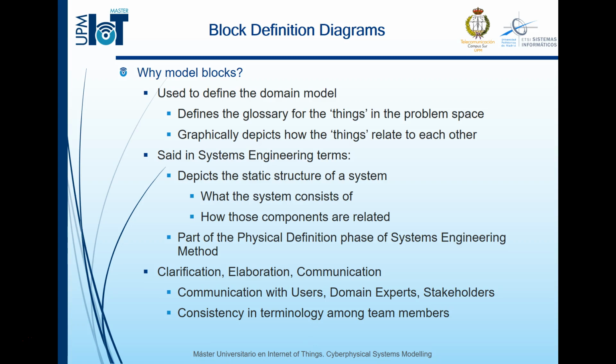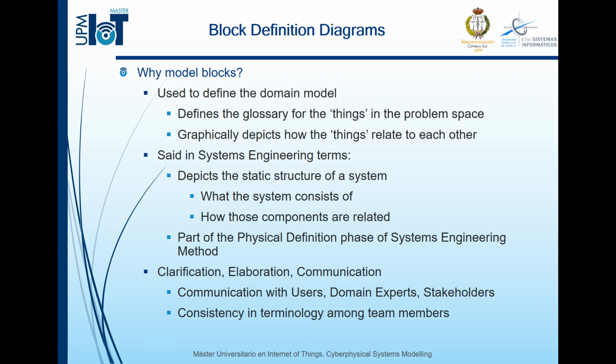These block definition diagrams graphically depict how these things are related. In the previous slide, we saw the swimming pool, we also saw the pump, and in this kind of diagram, we are going to represent graphically these connections. In terms of systems engineering, this kind of diagram depicts the static structure of the system, things that never change when we are representing the system. Because for things that can change, we have other diagrams, activity diagrams, state machines, and so on. So this is the static part of the system, and it identifies, of course, what the system consists of.